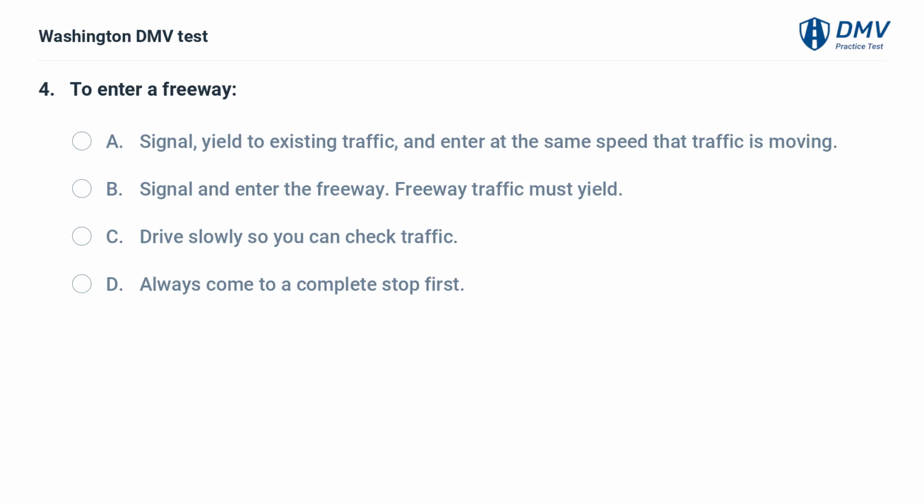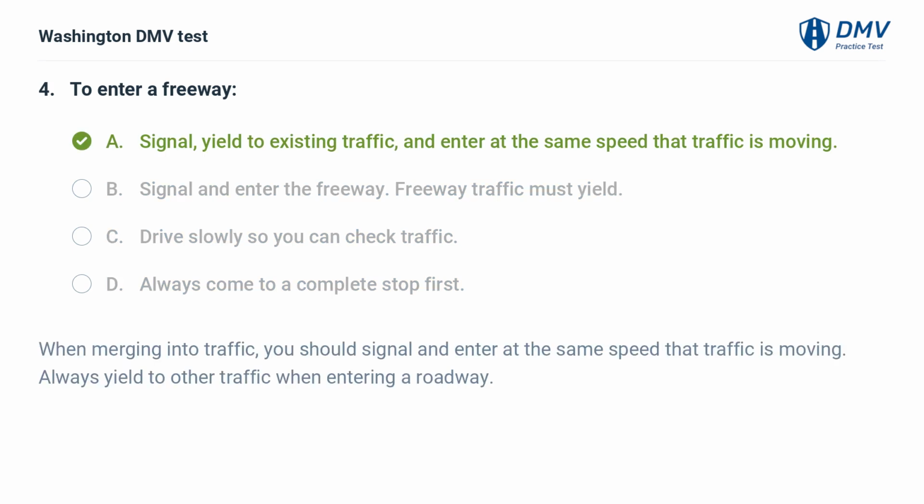To enter a freeway, A. signal, yield to existing traffic, and enter at the same speed that traffic is moving. B. signal and enter the freeway. Freeway traffic must yield. C. drive slowly so you can check traffic. D. always come to a complete stop first.